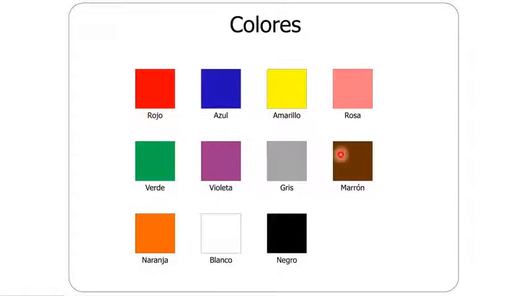Please press pause and practice saying these colors again. Do you want me to read them for you? We'll say them one time. Rojo, azul, amarillo, rosa, verde, violeta, gris, marrón, naranja, blanco, negro.